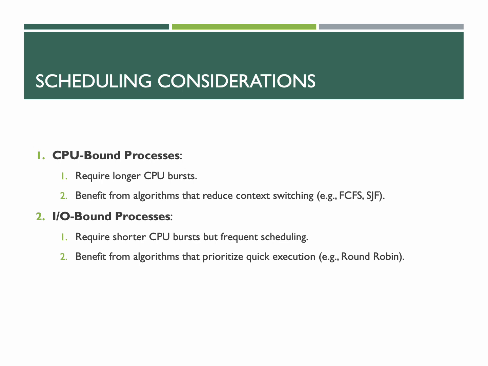So to consider the scheduling here, as I said, CPU bound processes require longer CPU bursts, and IO bound processes require shorter CPU bursts but frequent scheduling. So basically this is all about the comparison between CPU bound and IO bound processes.